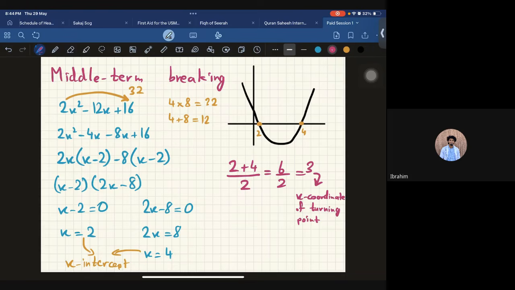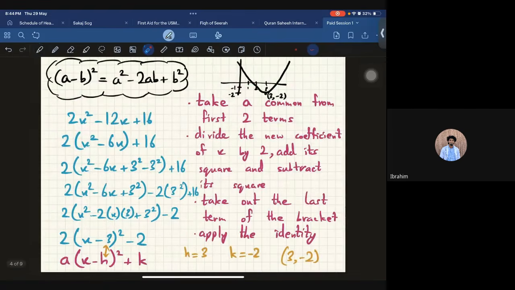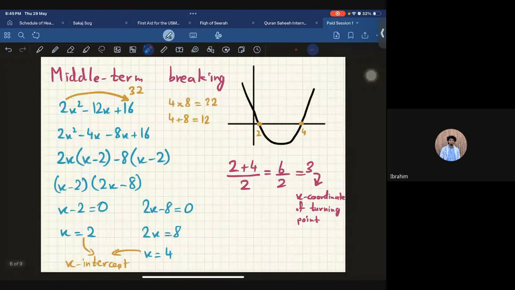Now we can check this with the previous working we did. What we did previously using the completing the square method, over there as well we got the x coordinate as 3, and we again got the x coordinate as 3.